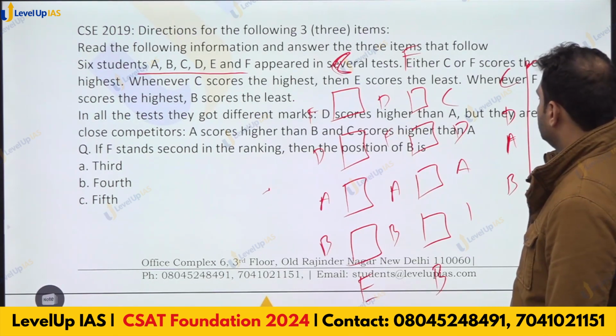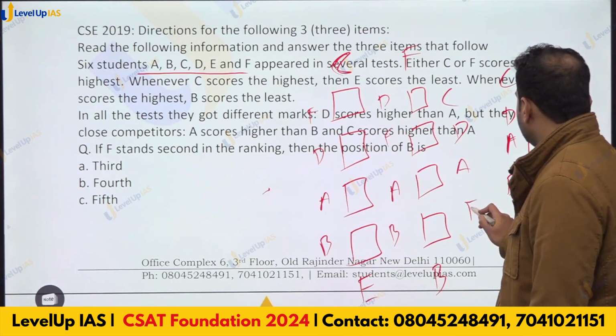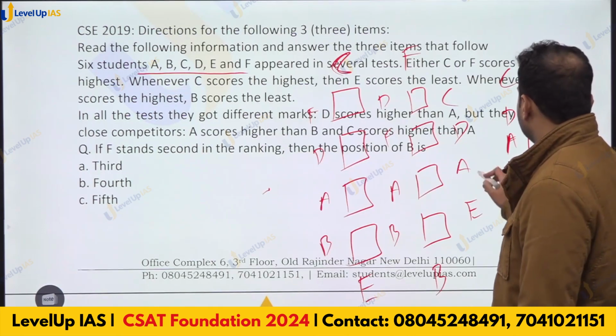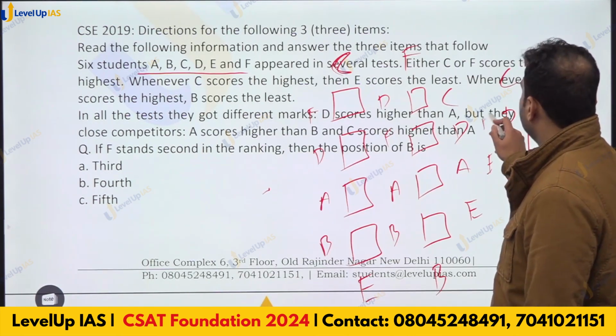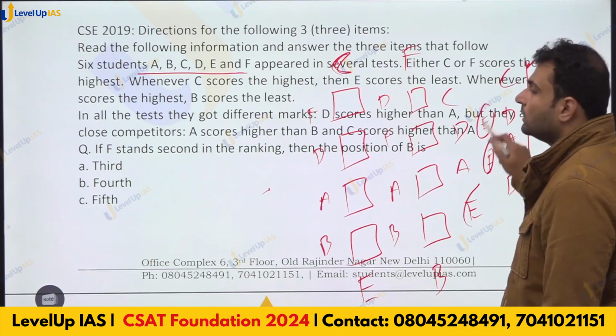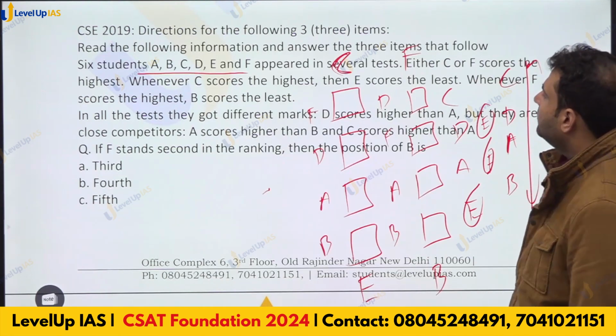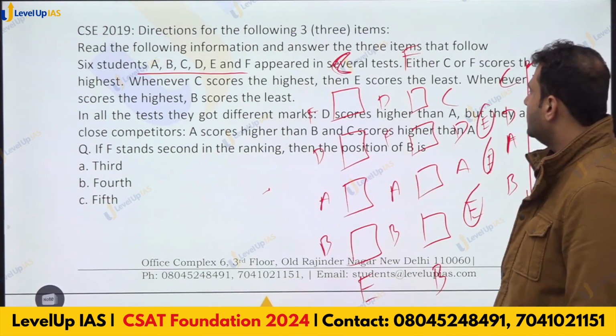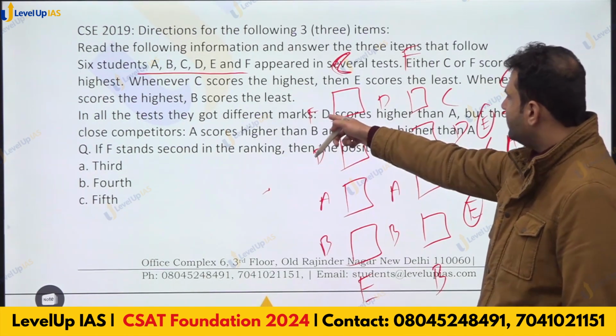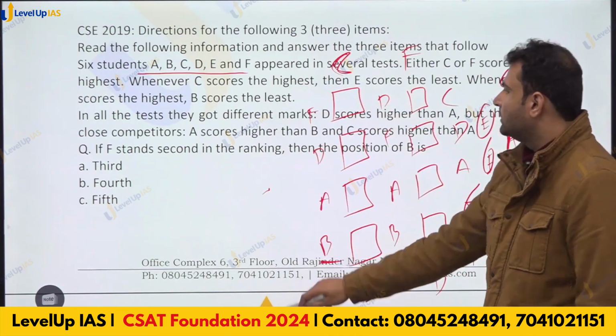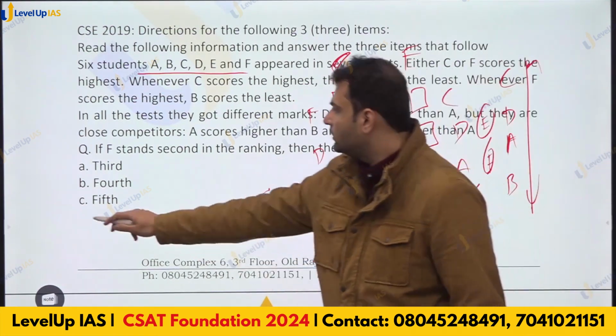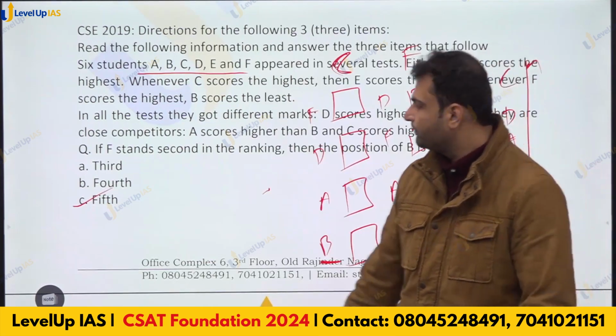E, no? E can come here, or E can come here. Somewhere E can come in this case. Let us see. If F stands second in the ranking, then the position of B. If F is here, then the position of B is 5th. Clear? Absolutely, no problem.